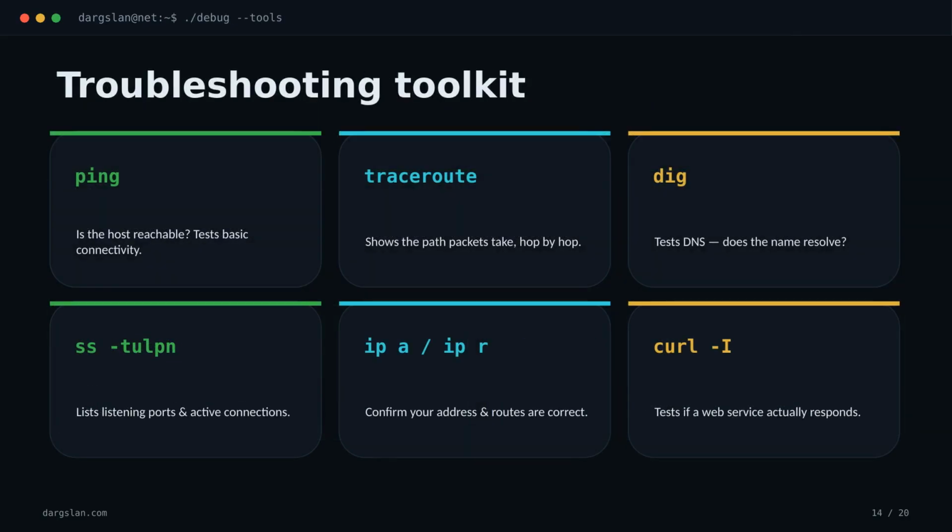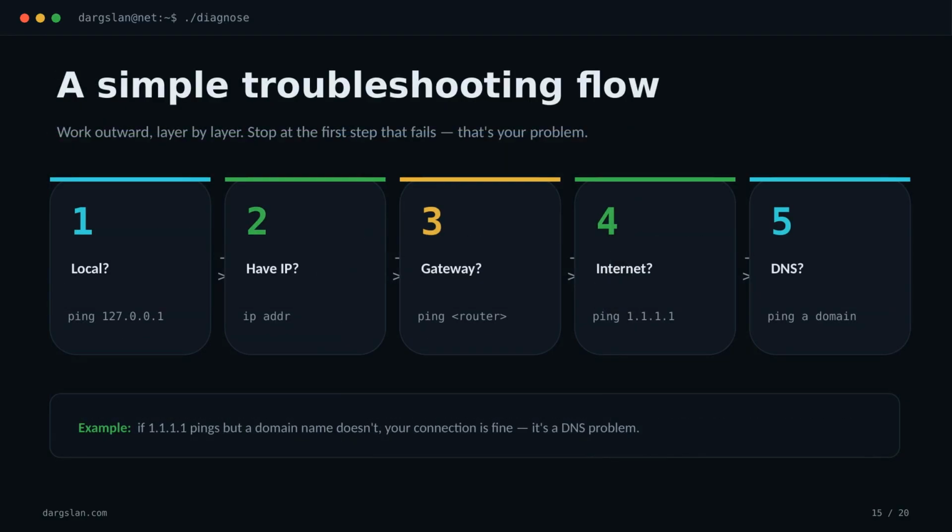When something breaks, these 6 commands will solve most of your problems. Start with ping to see if a host is even reachable, then traceroute to find where packets get lost along the way. Use dig when you suspect DNS, and curl -I when the network looks fine, but a web service isn't responding. And on your own machine, ip a and ip r confirm your address and routes, while ss -tulpn shows exactly which ports are listening. Now here's how you actually use those commands together.